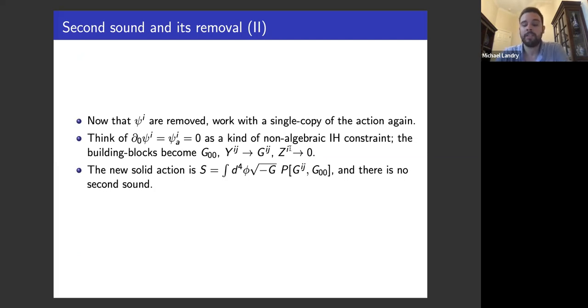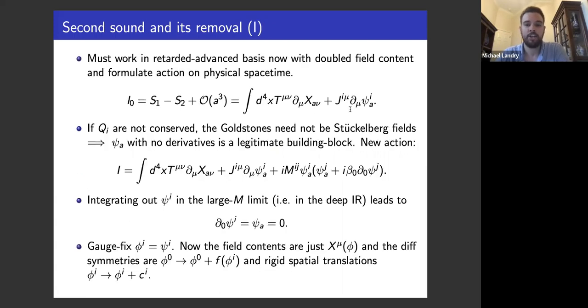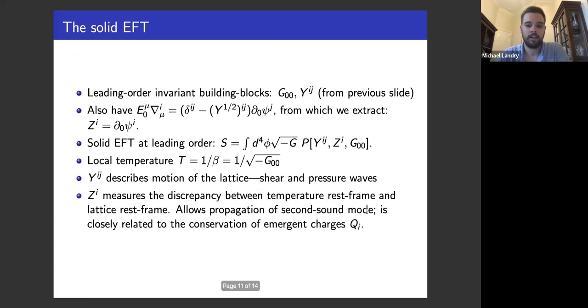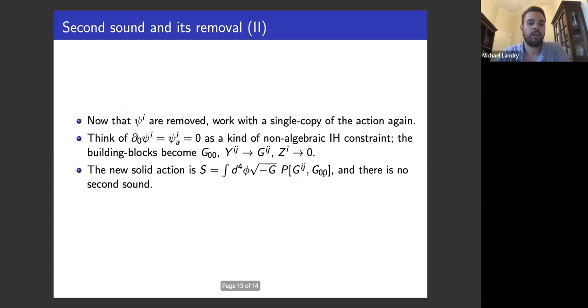In fact, this condition, partial knot of psi I equals 0, is just exactly Zi equals 0. So I began by saying that Zi was responsible for this second sound process. Now it has been successfully removed by killing the conservation of these quasi-physical charges Qi. And we arrive at an action that now is drastically simplified and has no second sound. It's drastically simplified in the sense that we've killed 3 of the fields through this inverse Higgs type constraint.